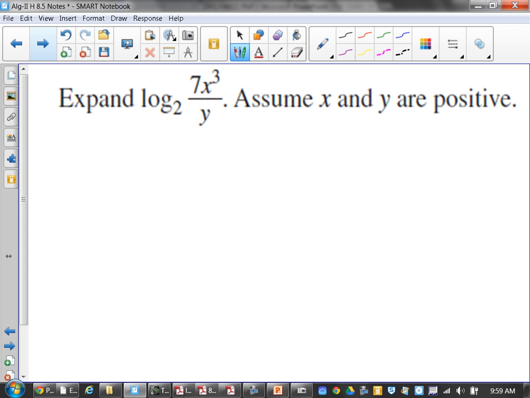Expand this one out. Now, you're going to see this instruction where assuming that x and y are positive, there are little things that happen once in a while if they're negative values. You never have to worry about it in this class because we're not going to do that.